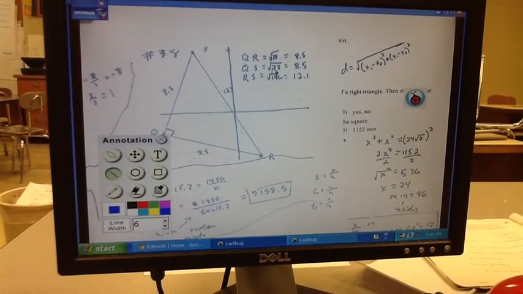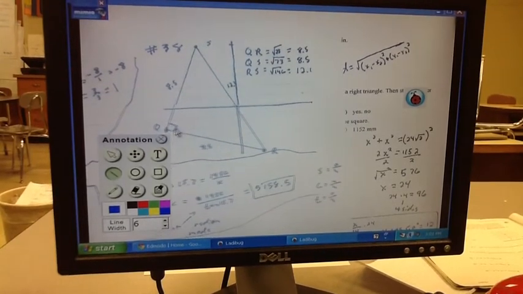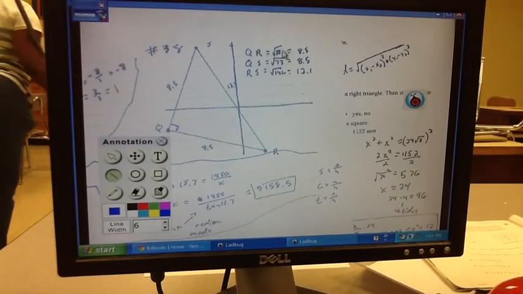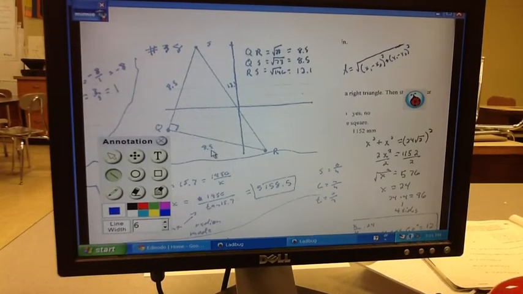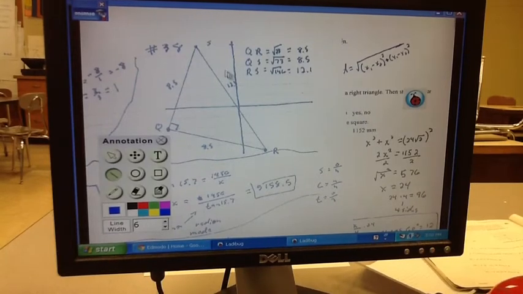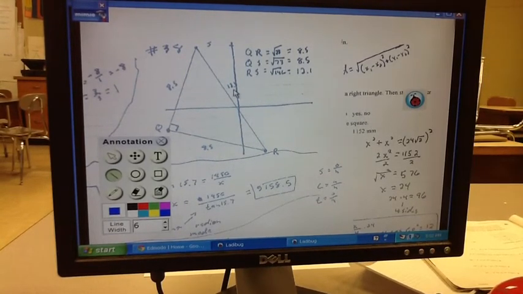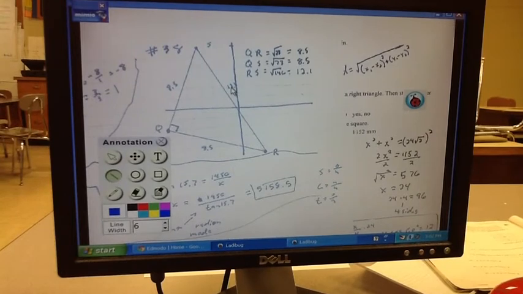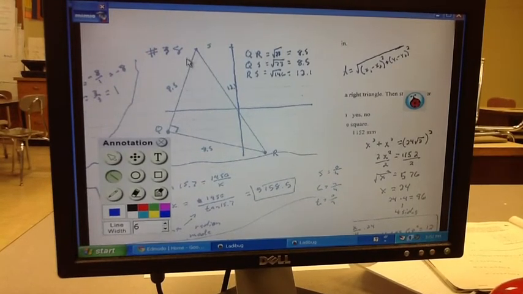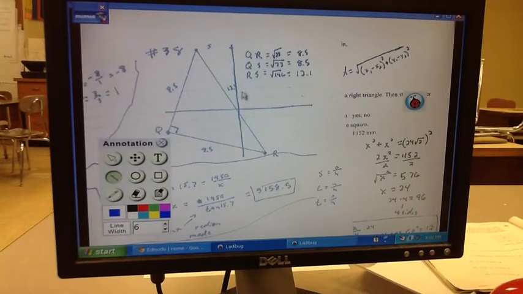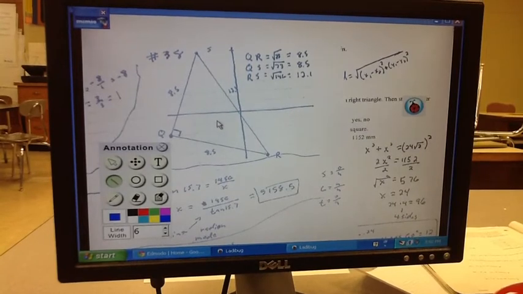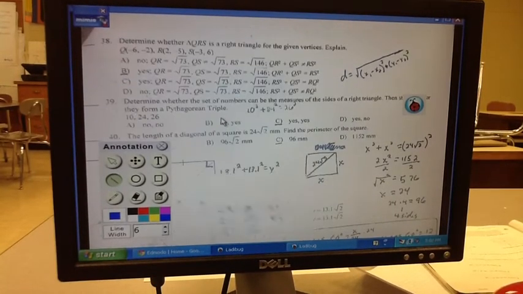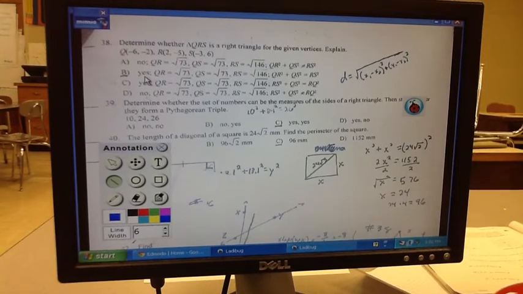I ended up doing it. I got from Q to S was 8.5, the square root of 73. Q to R, same thing, 8.5, the square root of 73. And R to S here being 12.1. Remember, once you're done here, if we have a right angle, we'll do the Pythagorean theorem. 8.5 squared plus 8.5 squared should equal 12.1 squared. And if that is true, then it is a right triangle. In that situation, it is true.